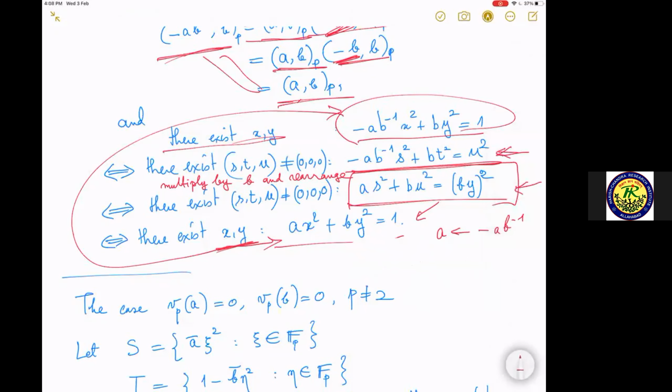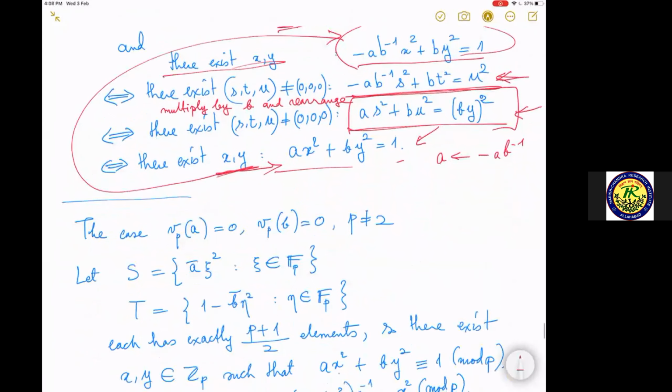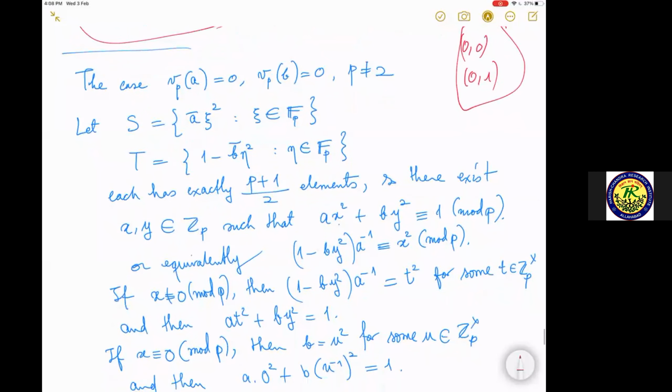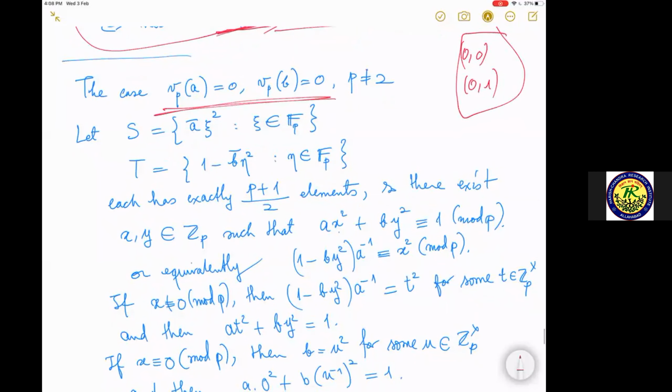Right. So let's get going. So I have these three cases now, 0, 0, 0, 1. No, I have just two cases. So I'm looking at this case 0, 0: A and B are both units. But let me first look at odd primes P. And let's define S to be this subset of Fp. It consists of A times a square.